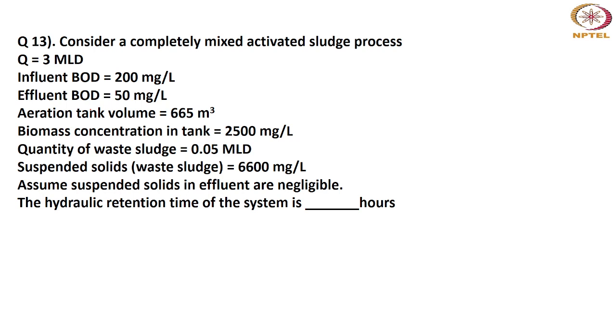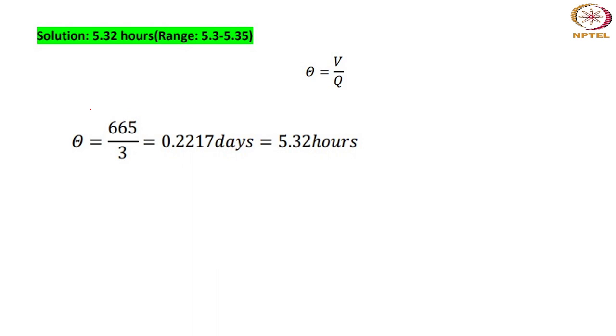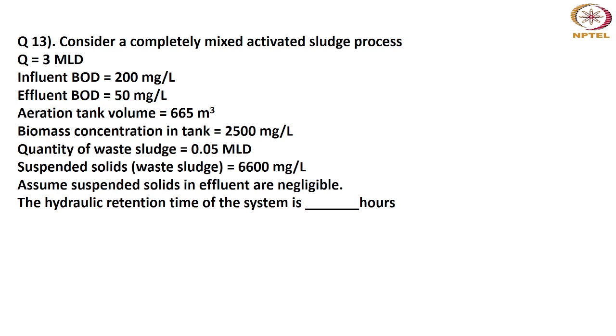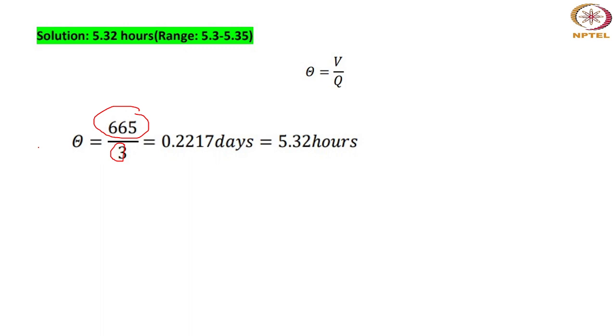5.32 hours. Okay, hence 5.32 hours is the correct answer. Here I am dividing 665 by 3. We are not converting anything, and you can check why we are not converting. You need to work out by yourself how this conversion goes, and there is actually no need to convert by multiplying by 1000 or anything else, because everything will cancel out in such a way. So this much in days, and if you convert into hours, I'm getting 5.32 hours, right?